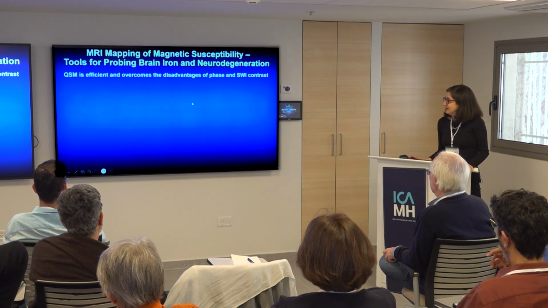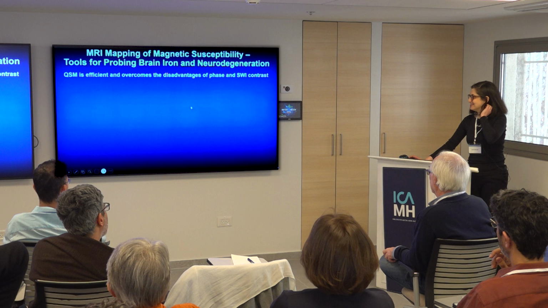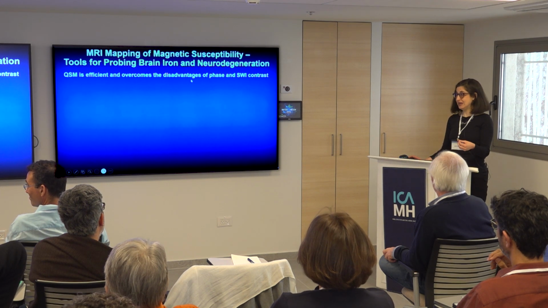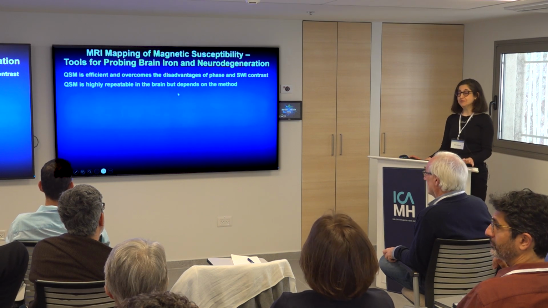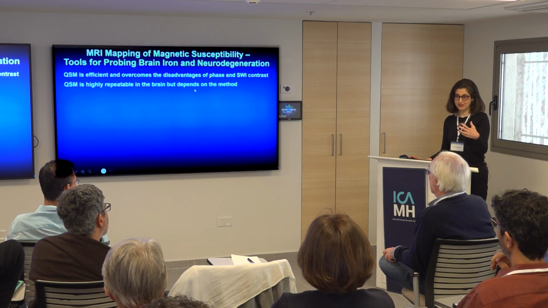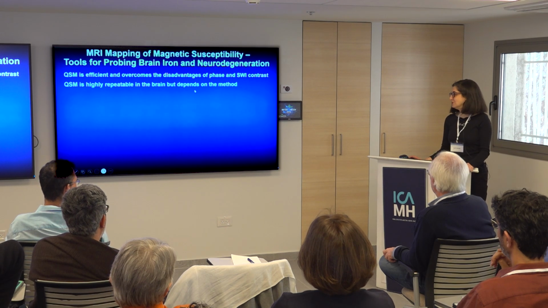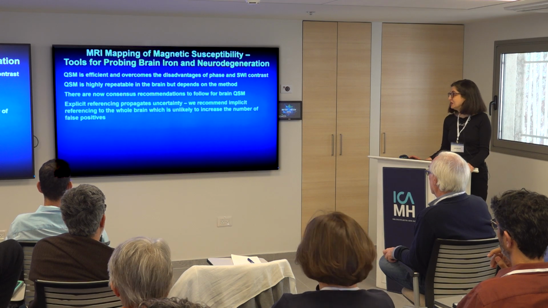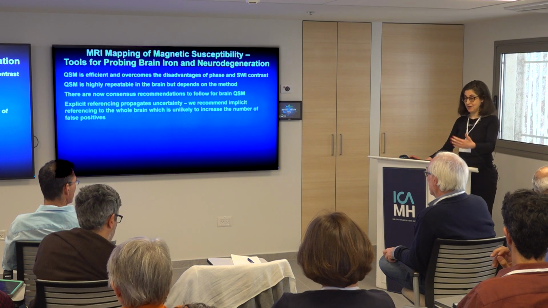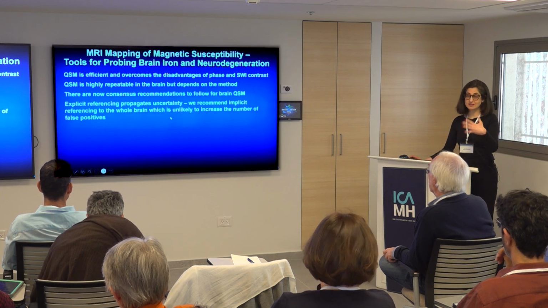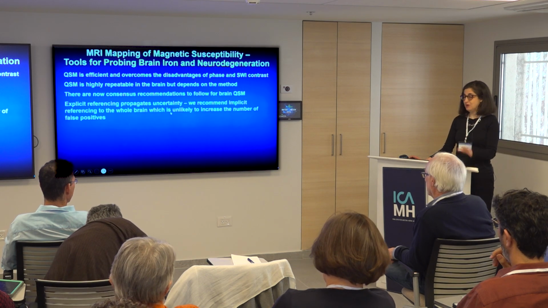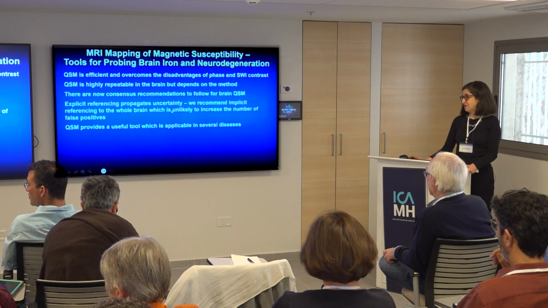Finally, I'm just going to go through what I hope I've taught you in this short talk. QSM is an efficient technique, and it overcomes the disadvantages of phase and SWI contrast. It's a highly repeatable method in the brain, but the results that you get are going to depend on the method that you use. But now there are recommendations, so you can see what to do. If you do reference, in addition to the implicit referencing that's there in most of the methods, then that is going to propagate uncertainty and might increase the number of false positives in your study. So we recommend not explicitly referencing.